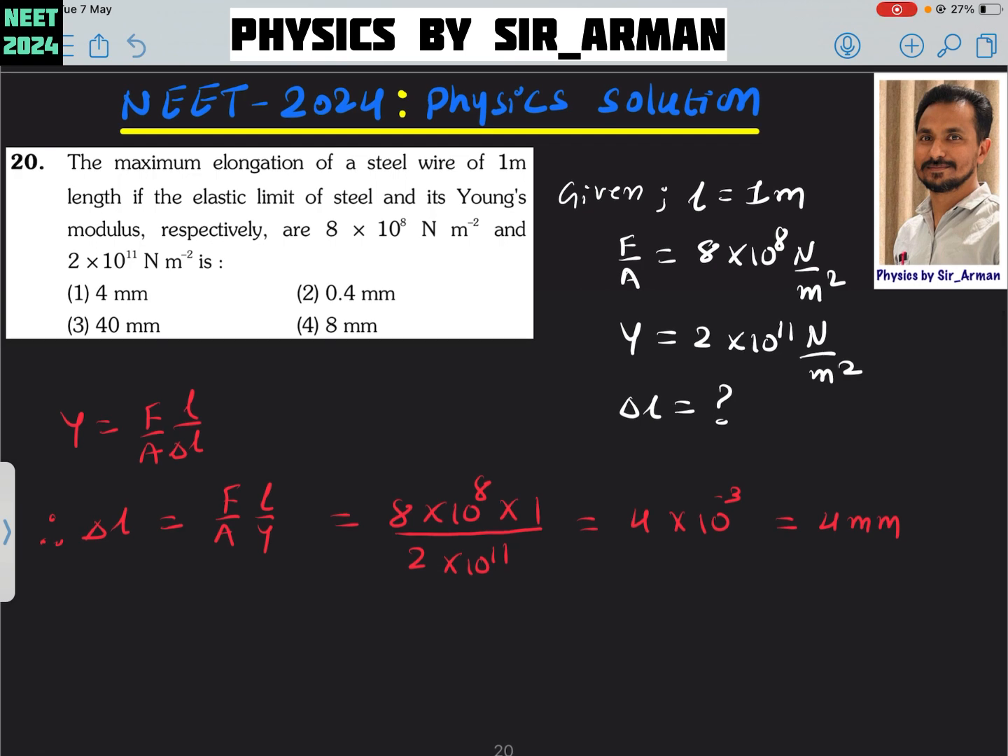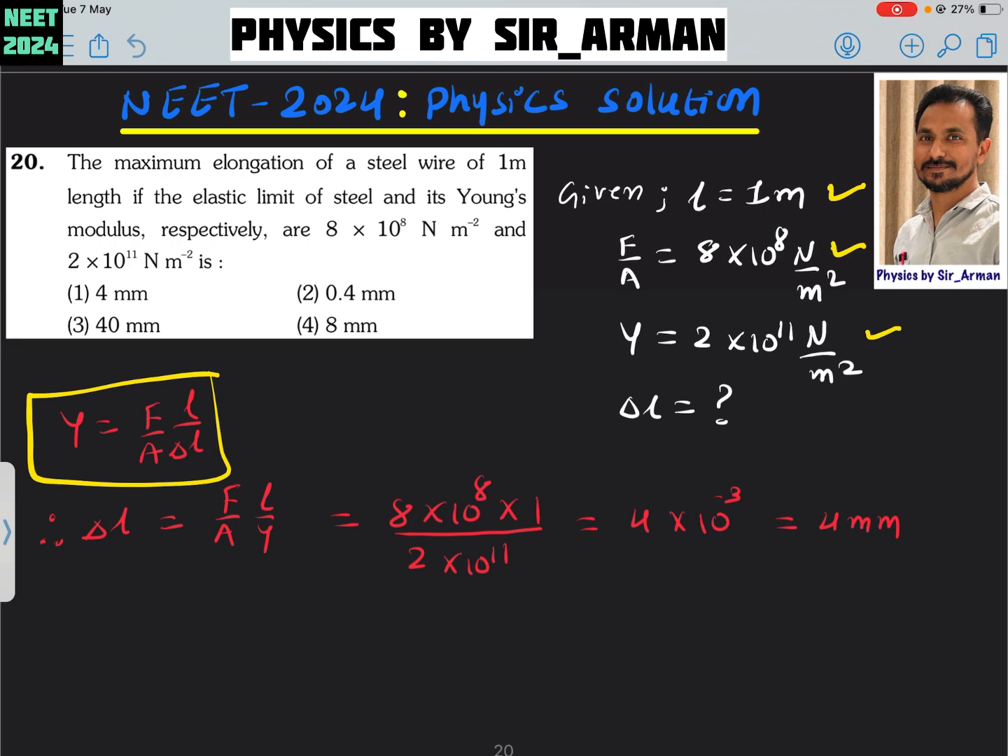Question number 20. Find the maximum elongation of a steel wire of 1 meter length if the elastic limit of the steel and its Young's modulus respectively are 8 into 10 raised to 8 Newton per meter square, and Young's modulus is given as 2 into 10 raised to 11 Newton per meter square. So what is given here? Length is given, the elastic limit is given, Young's modulus is given, and we know the equation Y is equal to F by A divided by delta L by L, and it is asked to find delta L.